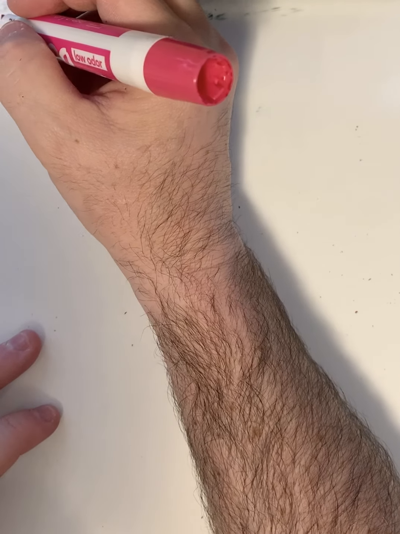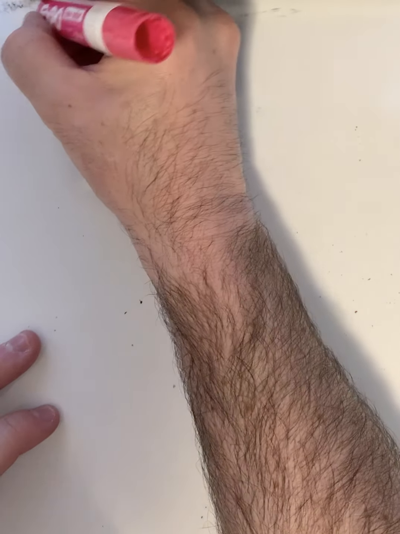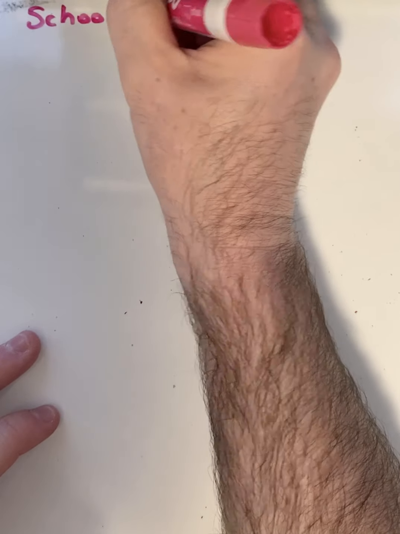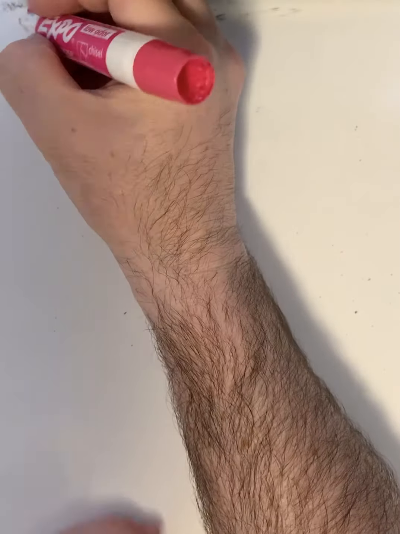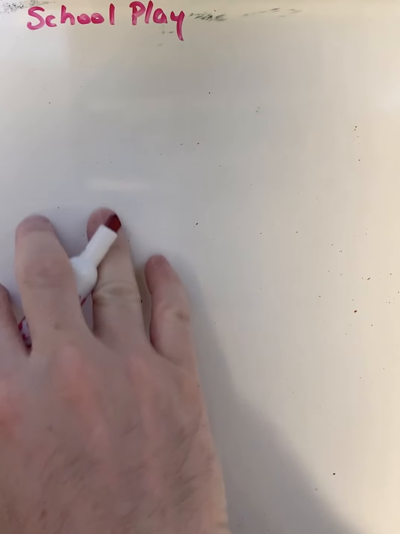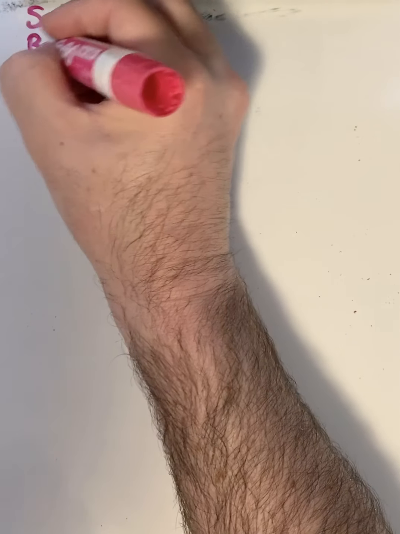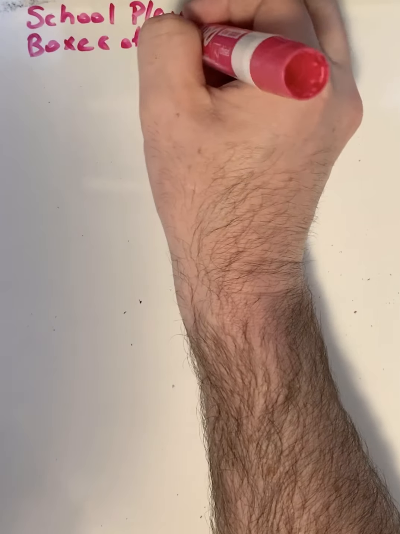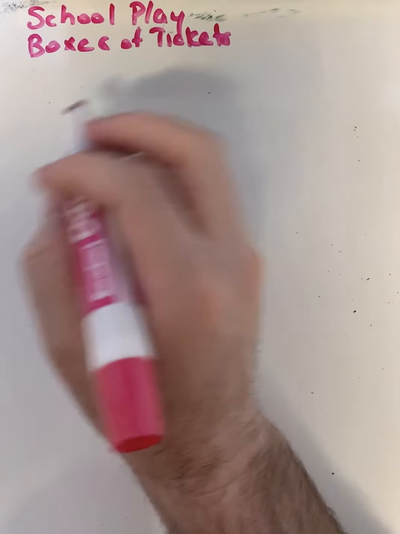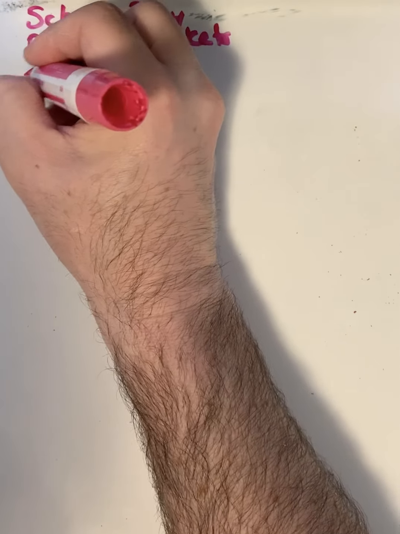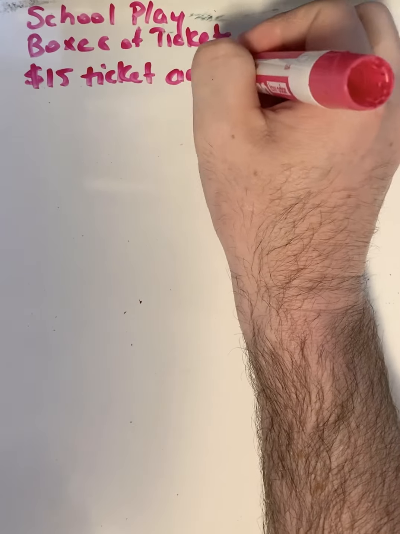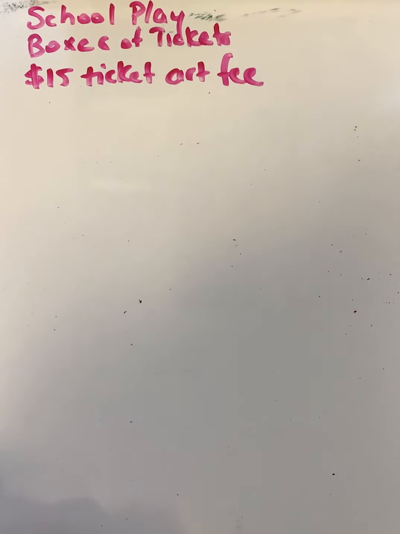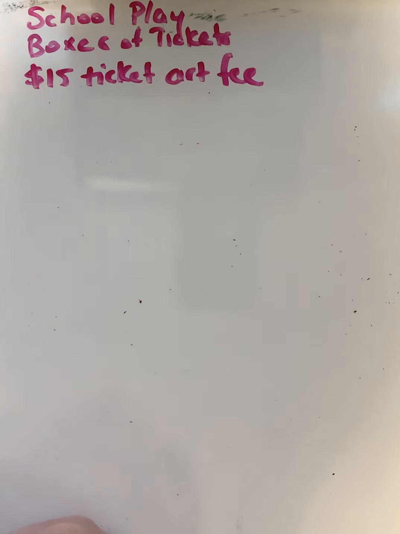Say I was given a chart. And let's say that we have a school play going on. And in this school play, we have to buy tickets. So the people who are throwing the school play have to buy boxes of tickets. They can buy as many boxes of tickets as they want, but no matter what, there's a $15 ticket art fee, right, to design the ticket. So whether they buy 1 box or 25 boxes, there's always going to be that $15 art fee on top of it.